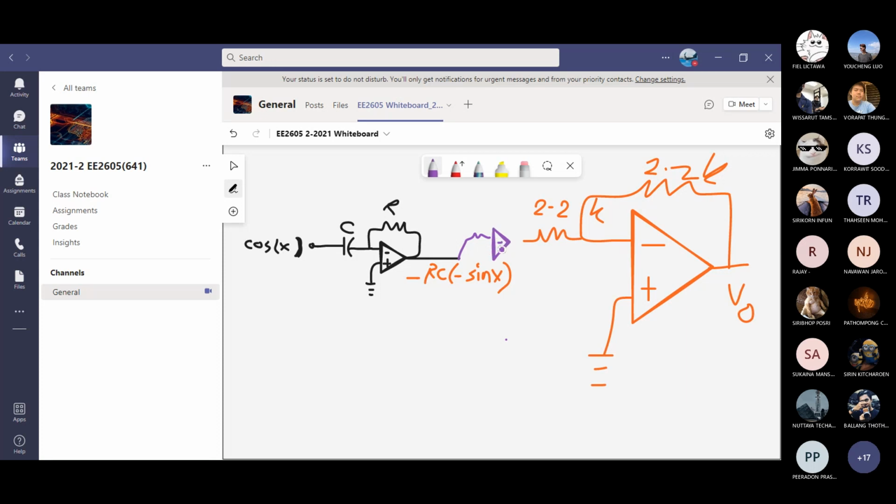This is plus, plus, the bottom is plus. This is 1k. I just put a value. 1k, this is 1k.